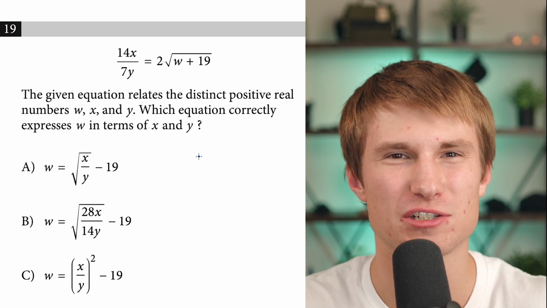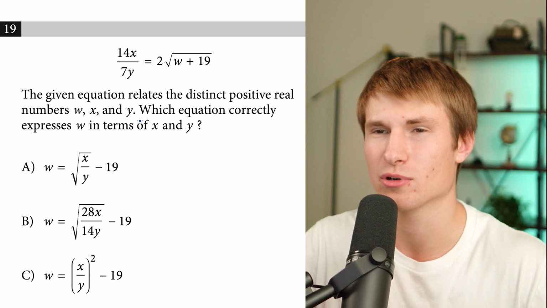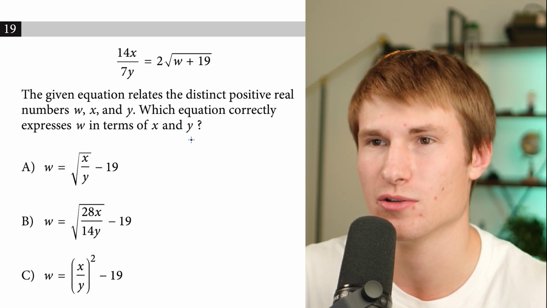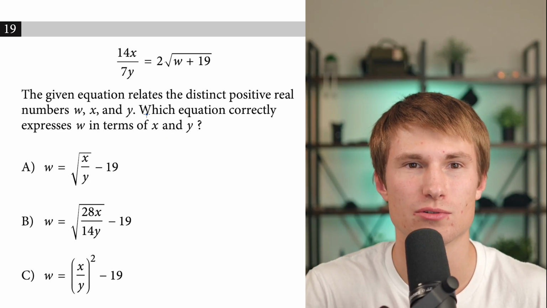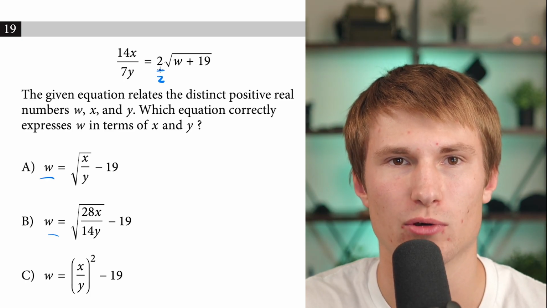Here's how to quickly rearrange variables on the SAT. Question 19 states a given equation relates the distinct positive real numbers w, x, and y. Which equation correctly expresses w in terms of x and y? Well, in this case, all we've got to do then is isolate w, as you can see in all our answer choices. So what we'll do here is we'll go ahead and divide both sides by 2.